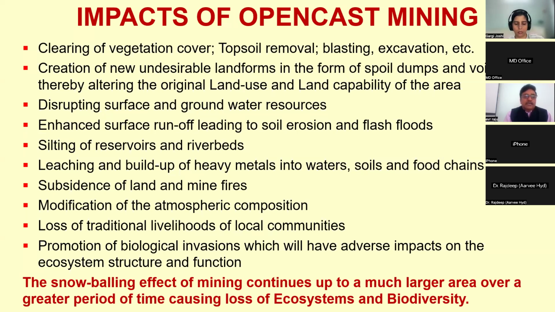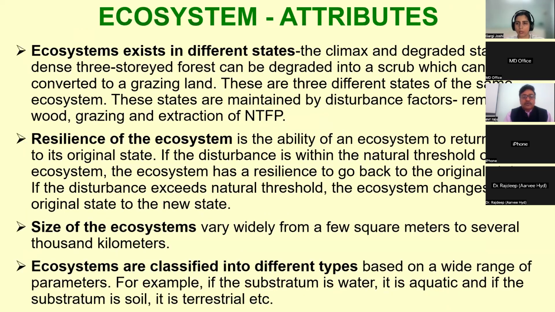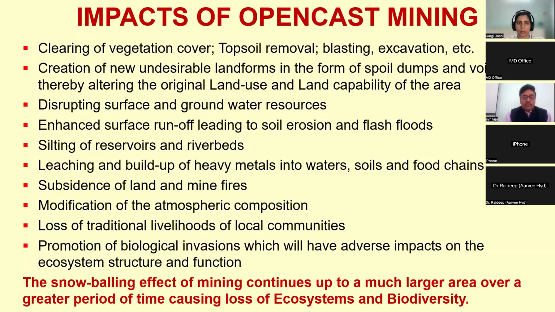Follow-up action would be the enhanced surface runoff leading to soil erosion and flash floods. Definitely, once the vegetation cover is removed, the soil erosion occurs and flash floods also happen. These days, recently, you are seeing in the media and TV the flash floods in the Uttarakhand region, which are the result of the removal of the vegetation cover. Once the flash floods occur and soil erosion is happening, in the downstream you have the siltation of the reservoirs and the river beds also.